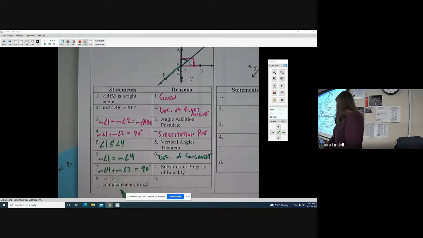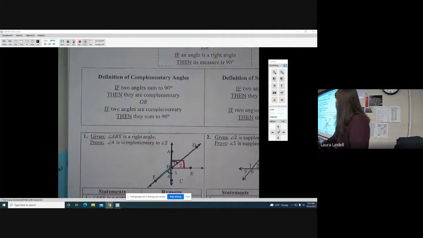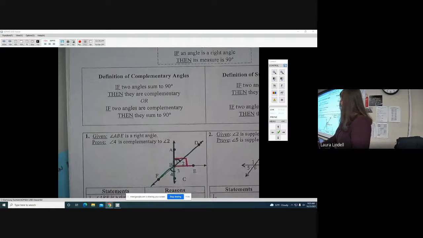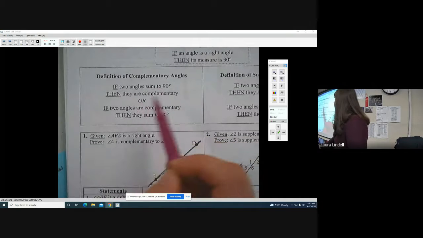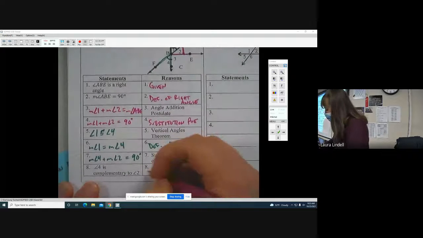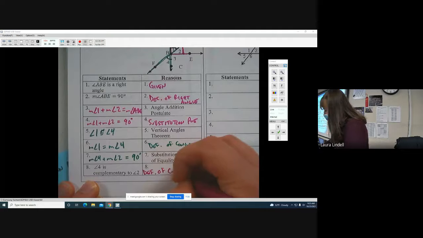And now we have that angle 4 is a complement to angle 2. Any idea why that would be? Is there a definition we can use? Not addition. What do you think, Alex? Transitive? Not transitive. Tavia, what do we got? Definition of complementary. Yeah. So this one, when two angles add to 90, that is definition of complementary. It's right up here. It's also on our list of possible definitions and theorems and things like that. But if two angles add to 90, then they are complementary. So in this case, just definition of complementary.